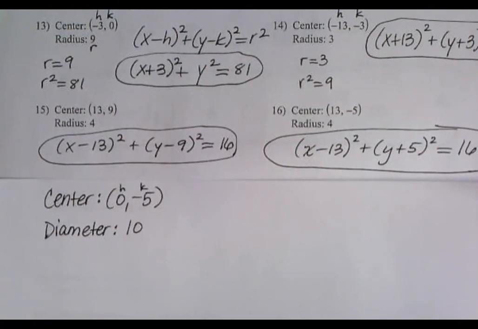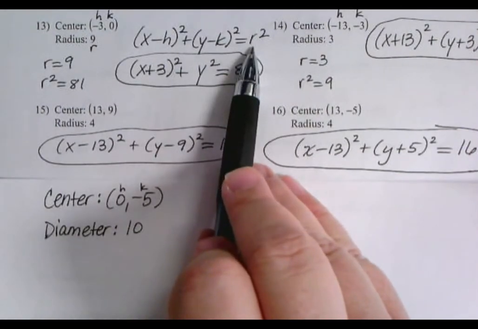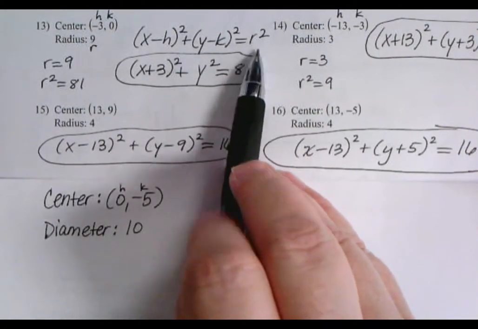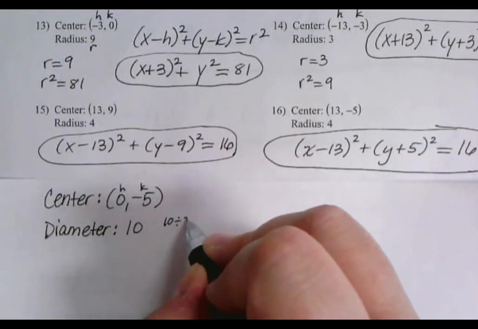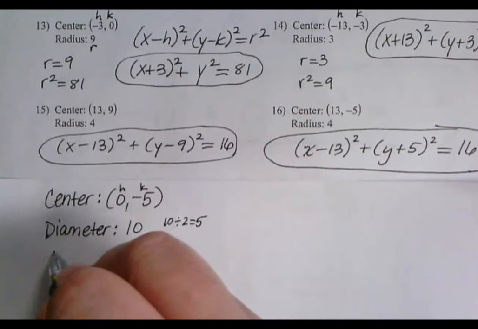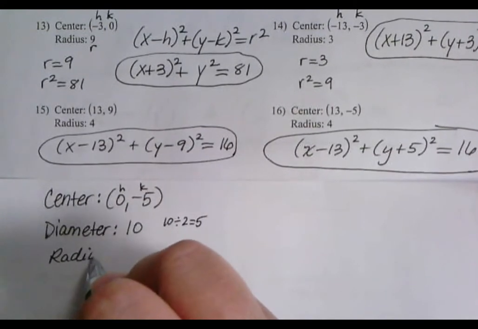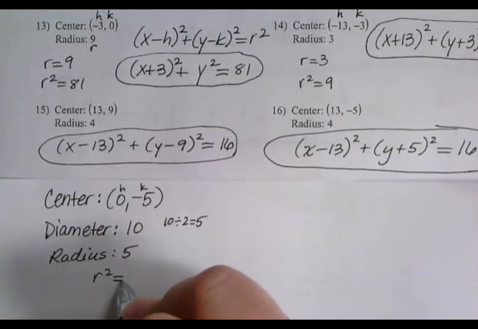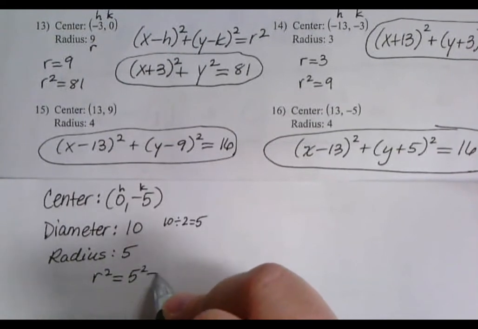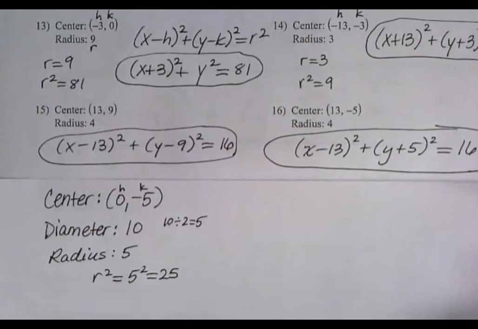Well, I don't need the diameter in the equation. I need the radius, and I need to be able to square it. So if the diameter is 10, I just have to divide that by 2. 10 divided by 2 is 5. So my radius is 5, and now it's just like the problems we just did. If the radius is 5, then r squared is 5 squared, which is 25.